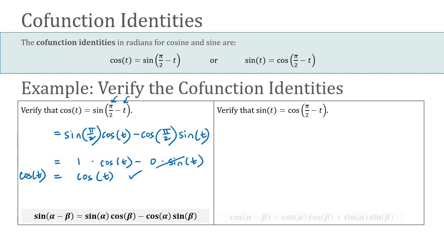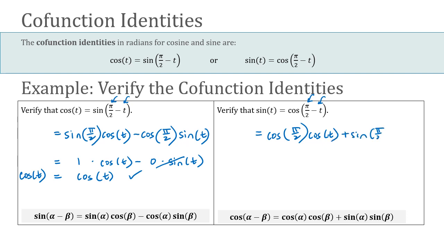Now let's do the same thing, but for the sine function. In order to prove that the sine of t is equal to the cosine of the quantity pi over 2 minus t, we need the difference formula for cosine to rewrite the right-hand side. Like we saw before, we're going to let pi over 2 be our alpha and t be our beta. And we'll rewrite that right-hand side as the cosine of pi over 2 times the cosine of t plus the sine of pi over 2 times the sine of t.